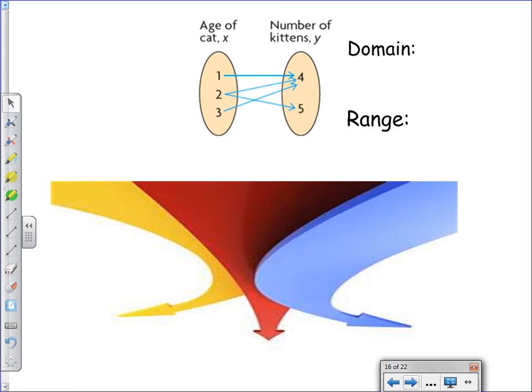Okay, my domain here, I have x such that x is what? What do I put in here for my domain? I would put 1, 2, 3. Y such that y, can you tell me what I'm going to put in here?